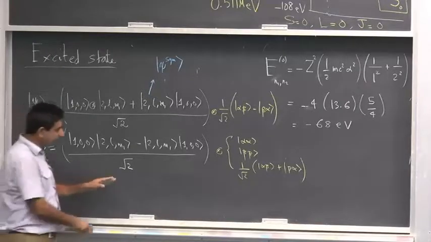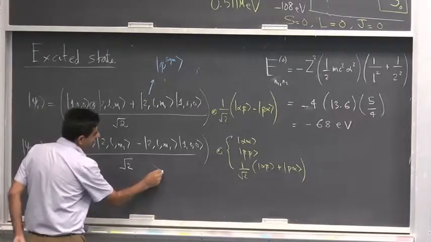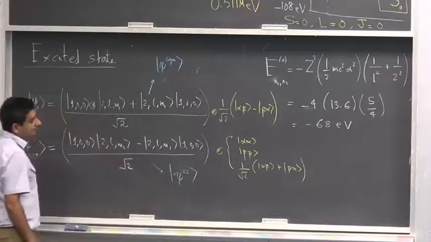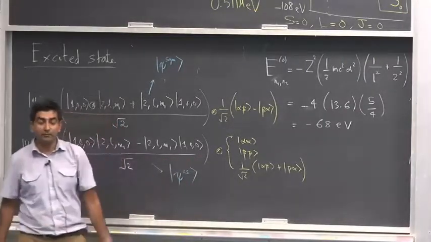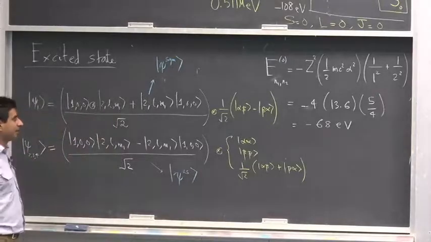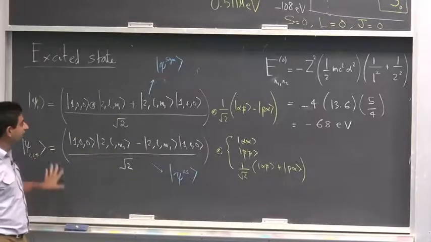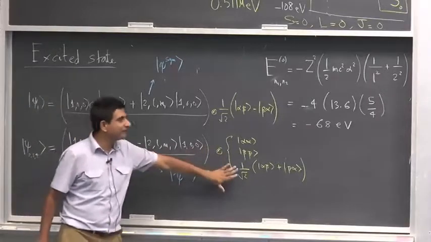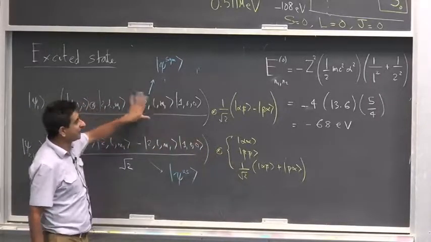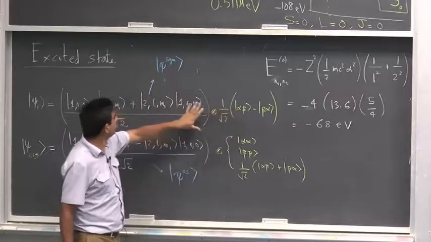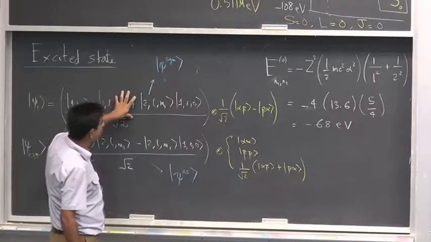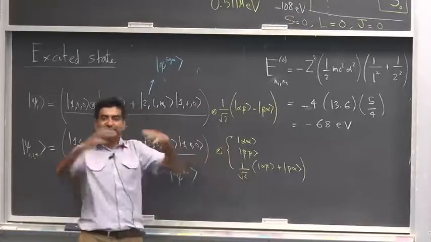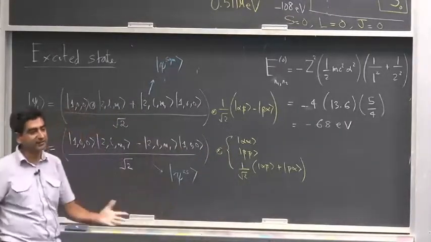In which the spatial part is antisymmetric. I label this as psi as, and this is combined with one of the three triplet states. Now there are four kinds of antisymmetric here, so 4 times 3 is 12. There is one kind of symmetric state, 1 times 1. 4 times 1 is 4, 4 times 3 is 12. So there are 16 possible states that can exist.